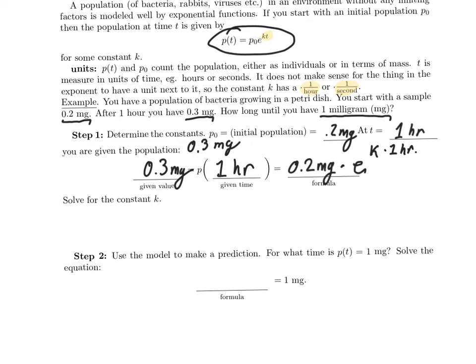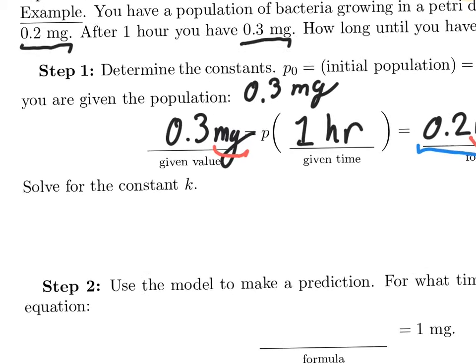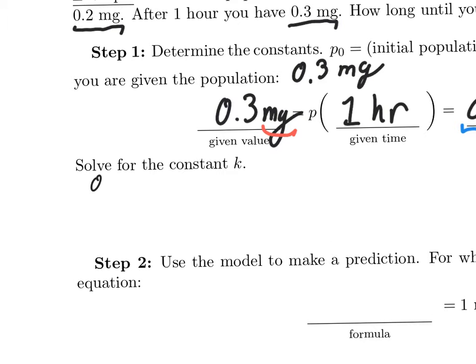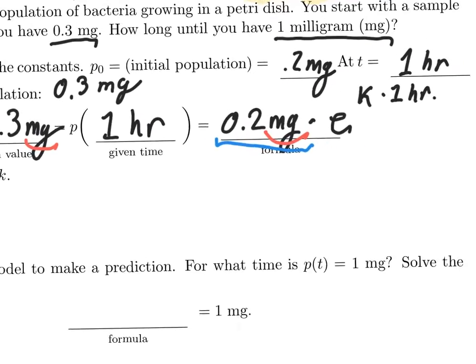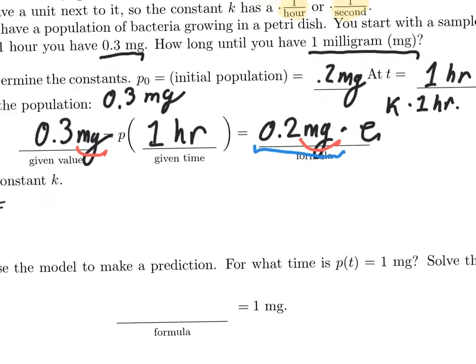The first thing to notice is it looks like both sides have a milligram next to it. That's good. So those units will just cancel. And maybe I'll even jump another step deep. The first thing that I'm going to do is divide this to the other side. So I'll wind up with 0.3 milligrams divided by 0.2 milligrams is equal to, and now all the other stuff that was on that side that I didn't multiply over yet, e to the k times 1 hour.